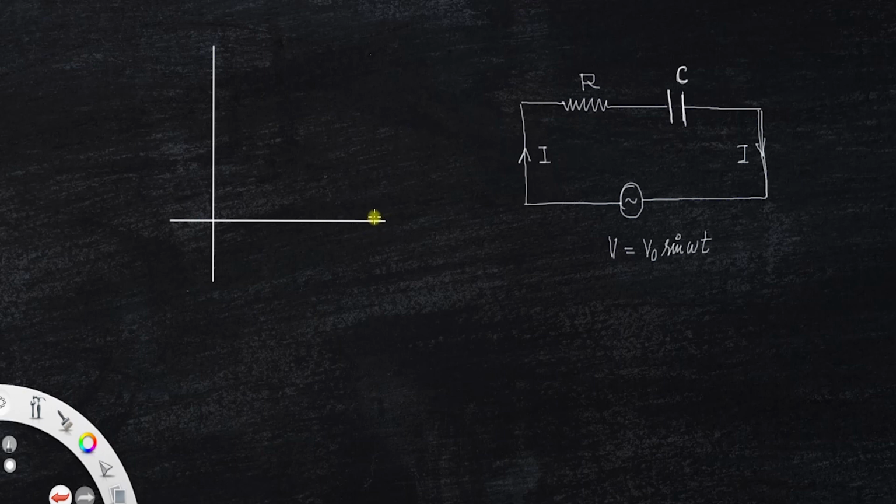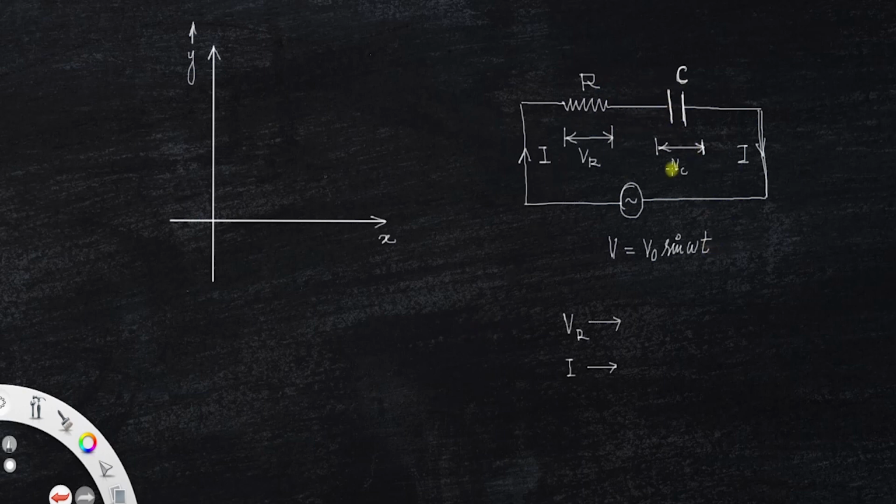This is our x-axis and this is the y-axis. Let VR be the voltage drop across the resistor and VC be the voltage drop across the capacitance. We know that the current and the voltage across the resistance are in the same phase. That is, VR and current are in the same phase because there is no lag between the voltage and current in a purely resistive circuit.